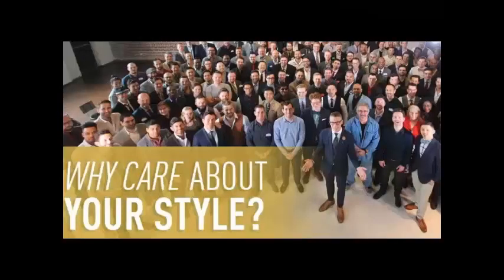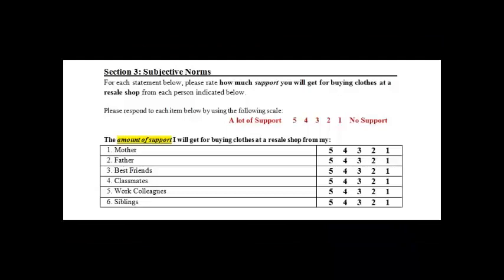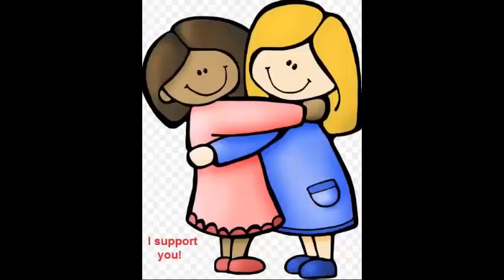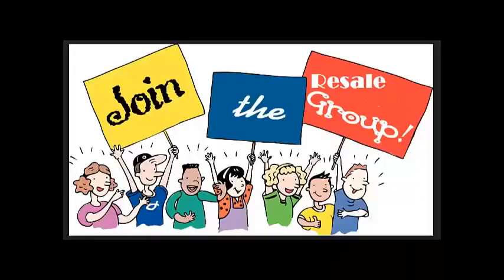Another strategy to reinforce similarities between you and your highly motivated audience may be found within your subjective norms section. If you discover that highly motivated people are only getting support to buy their clothing at resale shops from their best friends, for example, then you may build this fact into your message. At the same time, you may suggest that you, the audience, the best friends, know something about buying clothes at resale shops that our parents, colleagues, and siblings do not.